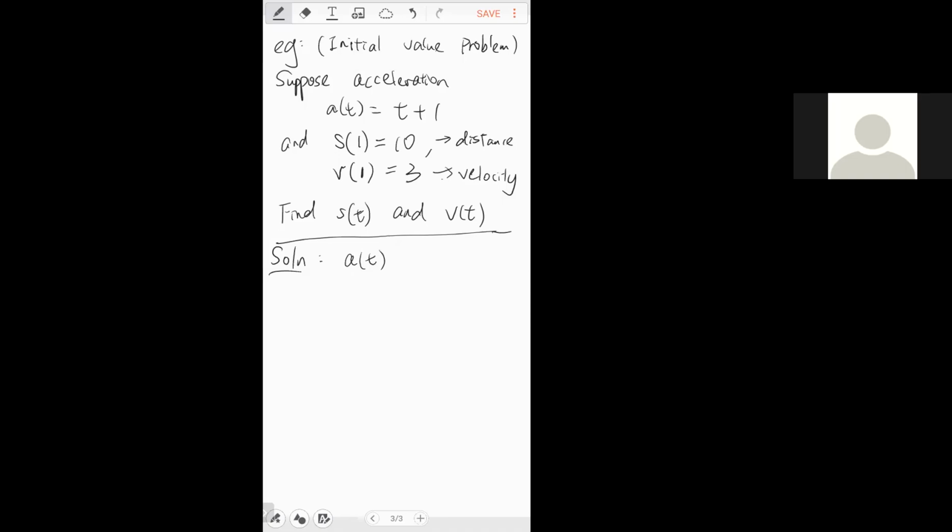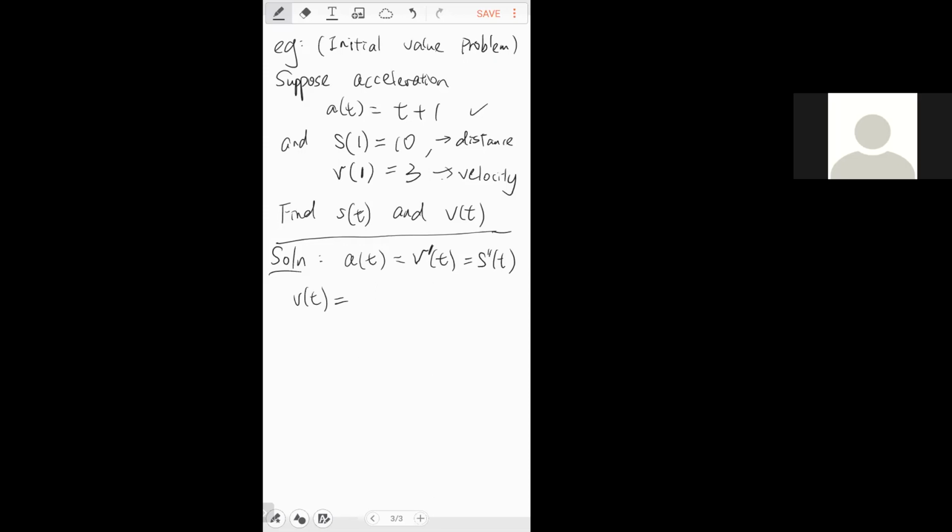Okay, so the derivative of the distance function is the velocity. What about the acceleration? Acceleration is the second derivative. So we can write it like this. The derivative of the velocity is the acceleration, which is also the second derivative of the distance function. Now I give you the acceleration, which is t plus 1. The first step you can do, going backward, is find my velocity.